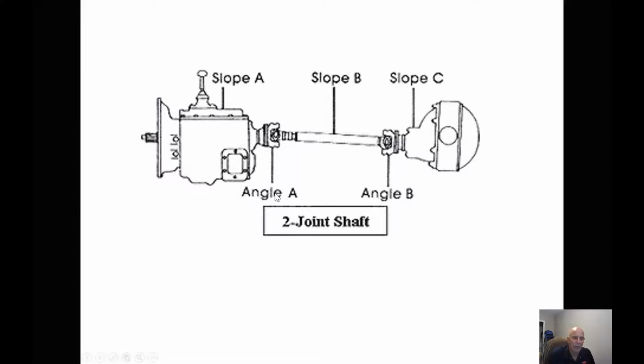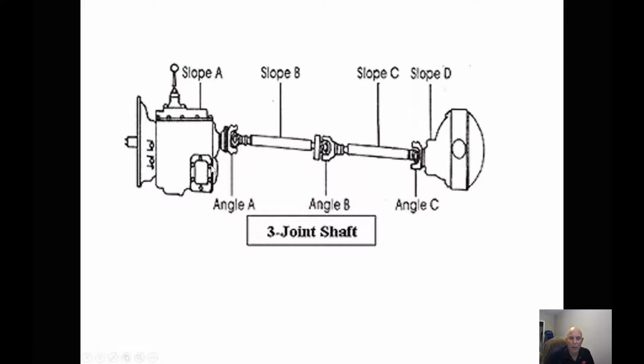So if we take a look at, for instance, a slip joint here, what we're going to measure is the transmission. Now, because the front yoke is on the same plane as the transmission, we can measure the front yoke. Then we have to measure the driveline, and then we have to measure the differential. Now, some of the differentials will have square tubes off the front diff. We can measure off there or off the yoke. So on the front diff to the transmission, we're going to have 3 measurements. Again, the transmission, the driveline, and the diff.